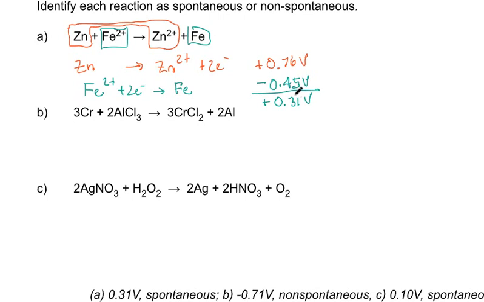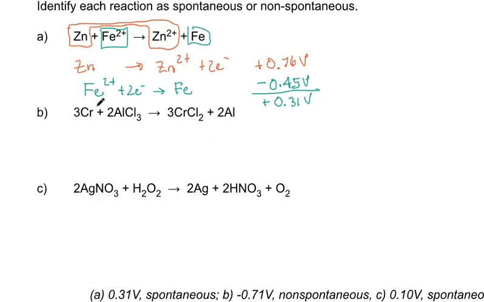So what is the cell potential? 0.31. Is this reaction spontaneous? Yes, because we came up with a positive voltage. Anything that's positive will happen spontaneously. You just get these chemical species in contact with each other, and the reaction will start all by itself. No need to push it.